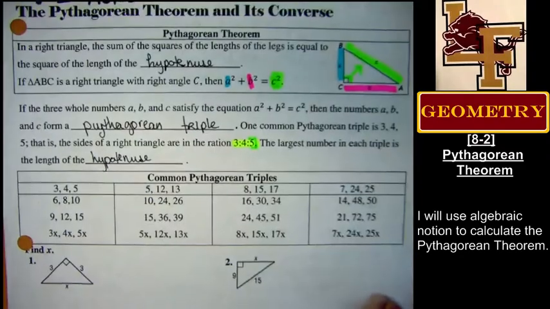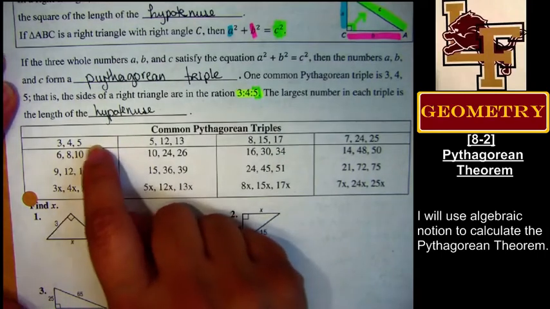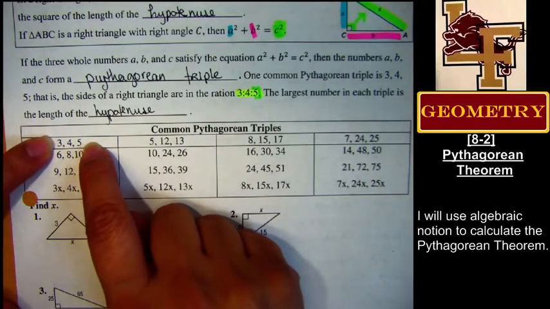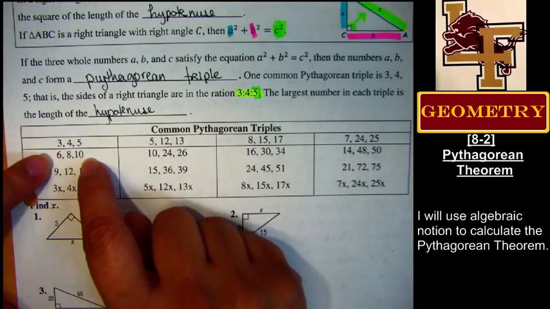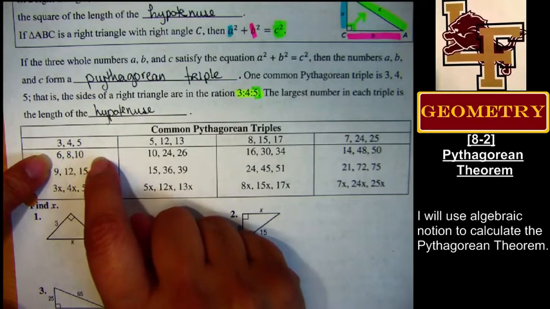All right, here's the table. Common Pythagorean triples, so you don't have to get them memorized immediately. Okay, here's how these work. So if we're using the 3, 4, 5, this is one that's related to it. Notice I just took each number and I multiplied it by 2. 3 times 2 is 6. 4 times 2 is 8. 5 times 2 is 10.